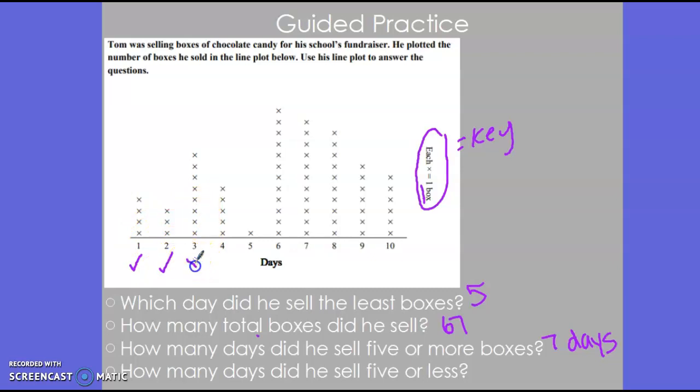Well, this is definitely more than 5. This is exactly 5. So that one would still count because it says 5 or less. So that one still counts. 1 is definitely less than 5. And I already know that all of these are more than 5, so none of those count either. So let's see how many was 5 or less. 1, 2, 3, 4. So 4 days were 5 or less.